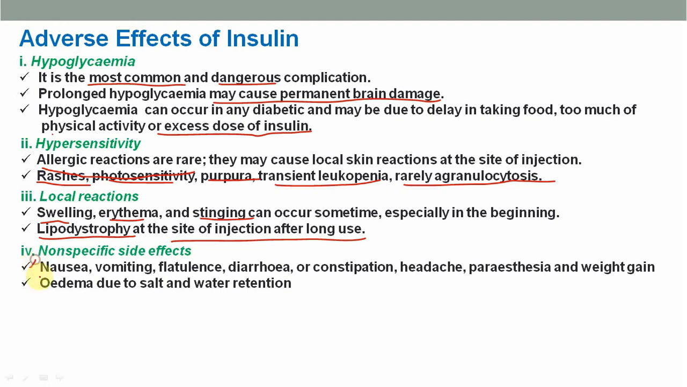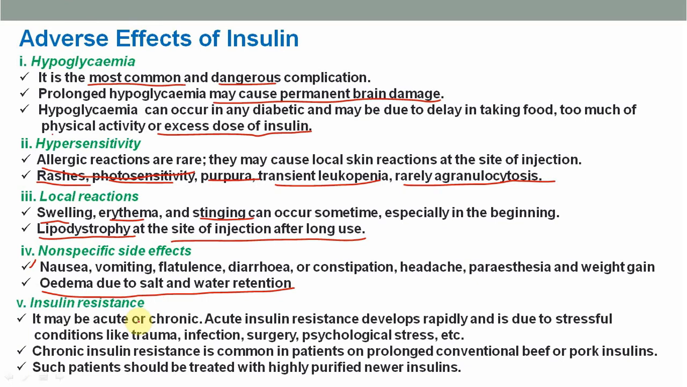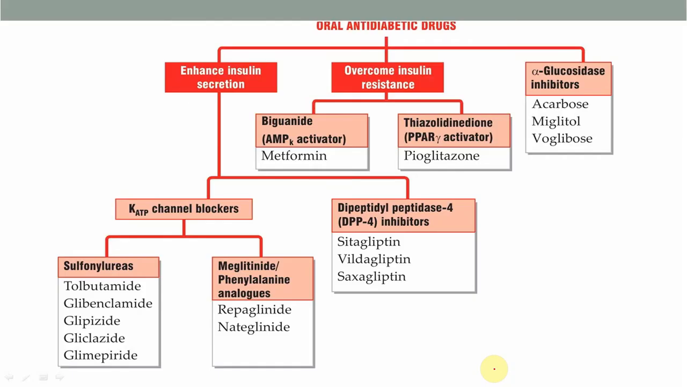Non-specific side effects are nausea, vomiting, diarrhea or constipation, headache, paresthesia and weight gain, and edema due to salt and water retention. Insulin resistance can be acute or chronic. Acute insulin resistance develops due to stress conditions such as trauma, infection, surgery or psychological stress. In dental surgery, a low grade acute insulin resistance develops which can be corrected by giving insulin. Chronic insulin resistance is mainly due to use of conventional beef or pork insulin. Such patients can be treated with highly purified newer insulins.